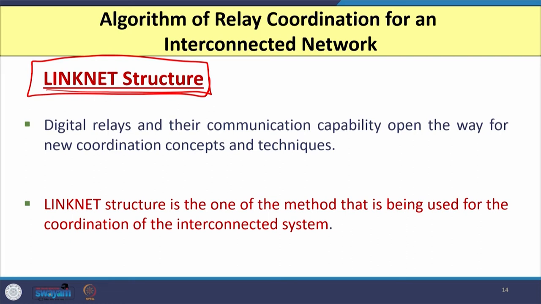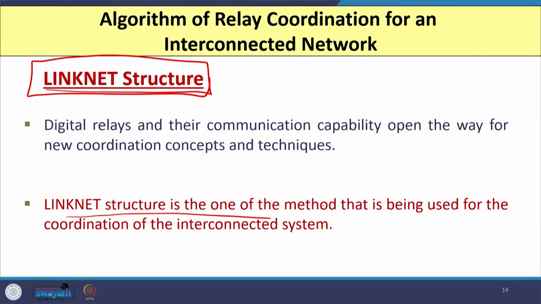Digital relays and their communication capability, all the features of digital relays, have opened one way for coordination of these relays, particularly when we have a complex distribution network. As I told you, link net structure can be used as one of the ways using which we can calculate the settings, that is time dial settings and plug settings. Along with that, we can also find out primary and backup relay pairs for any large interconnected network which consists of a large number of relays and distribution feeders. So, link net structure is the method or procedure using which the coordination of relays in an interconnected electrical power system network is carried out.